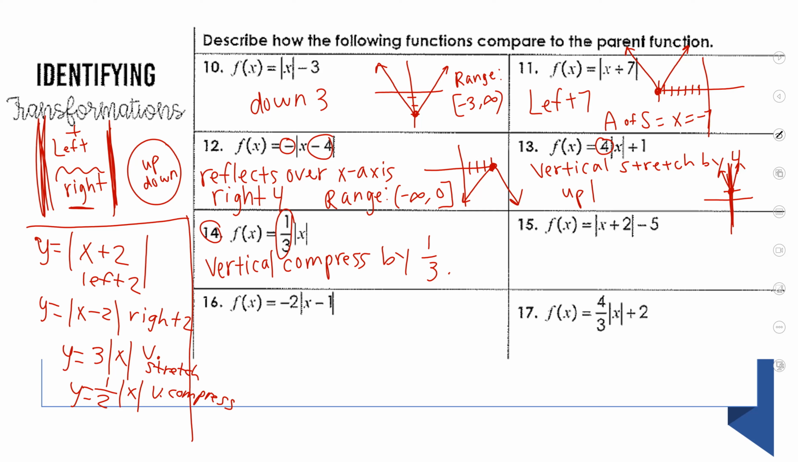Number 15, I'm inside of the absolute value symbol. Look at your notes. What does it do? Left 2, so write down left 2. Now on the back, I have a minus 5, down 5. And I'll pause there. If you graphed it, it went to the left 2 and down 5. This is my new vertex.